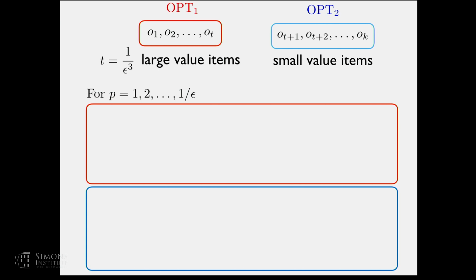So if you remember this picture we had at the very beginning, I was thinking about the optimal solution as being ordered according to this greedy ordering. And I'm thinking of the first few items as being OPT 1. So these are the valuable items. And for us specifically, the number of valuable items that we'd be interested in is about 1 over epsilon cubed. You'll see why that is. So the first 1 over epsilon cubed are my set OPT 1, and then the rest will be OPT 2.